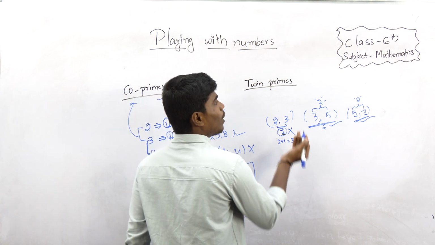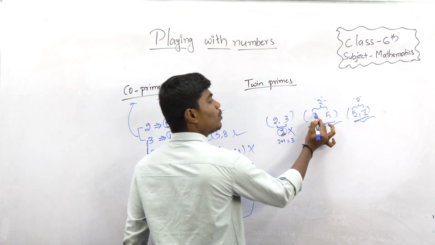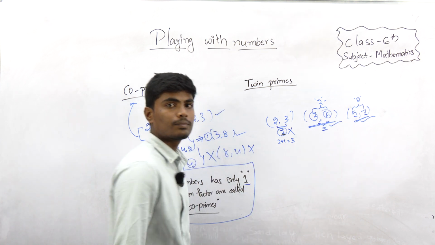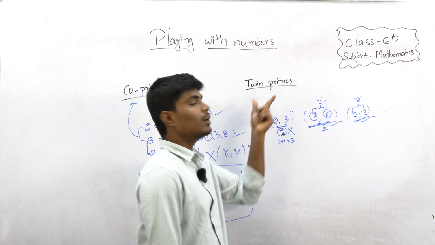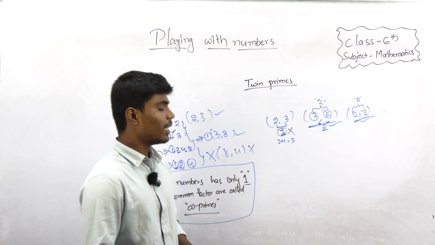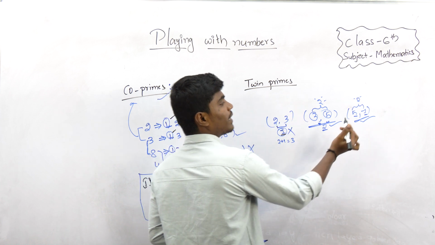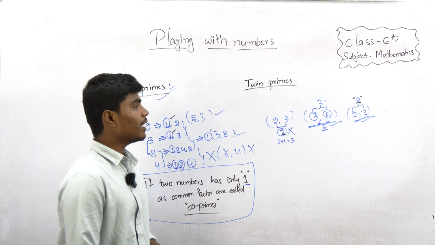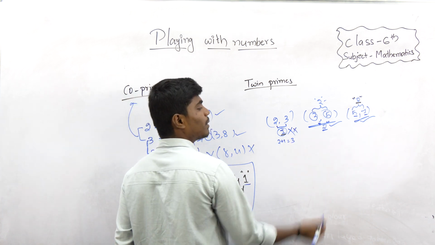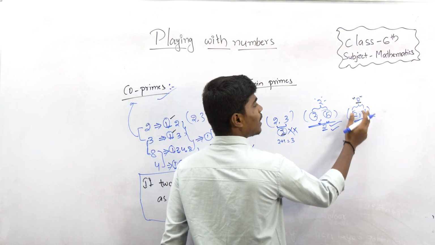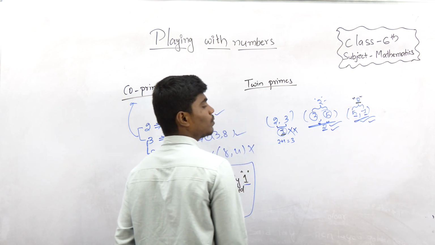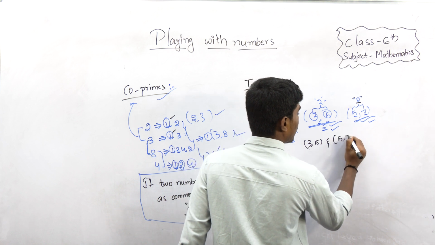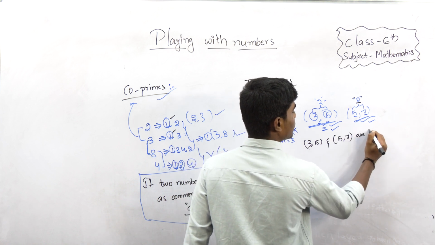What are twin primes? If two prime numbers have a difference of 2, then the prime numbers are called twin primes. In twin primes the difference between the two prime numbers is 2. Here the difference is 1, so it is not a twin prime pair. Here the difference is 2, and here also the difference is 2. So 3, 5 and 5, 7 are twin primes.